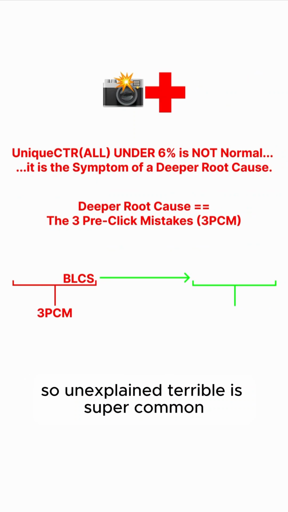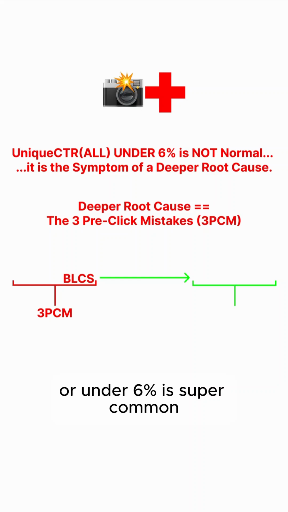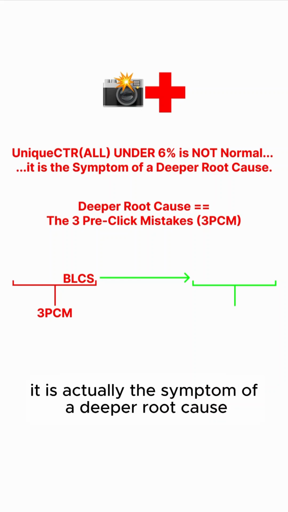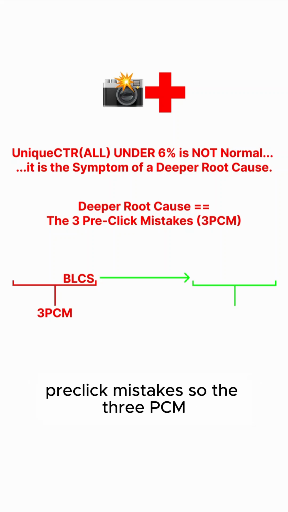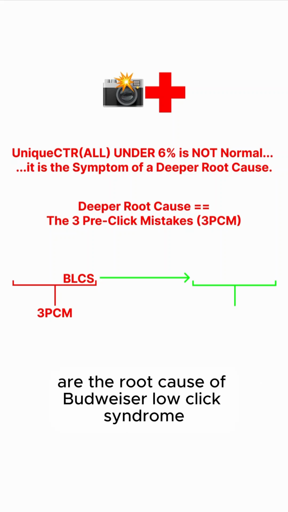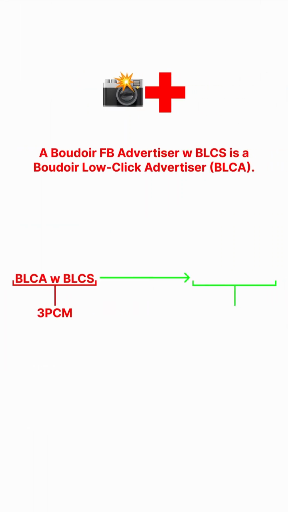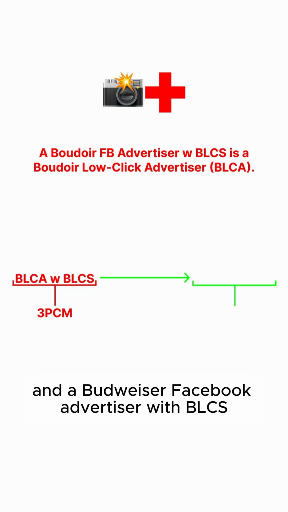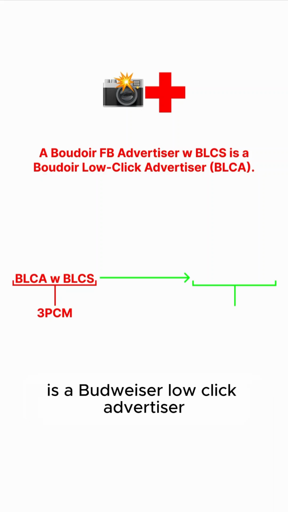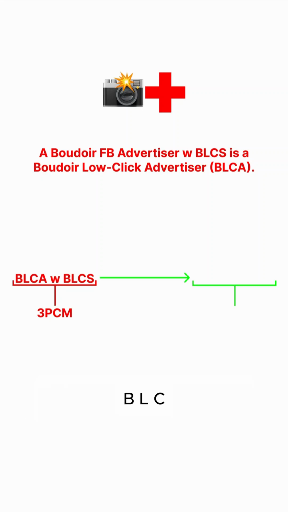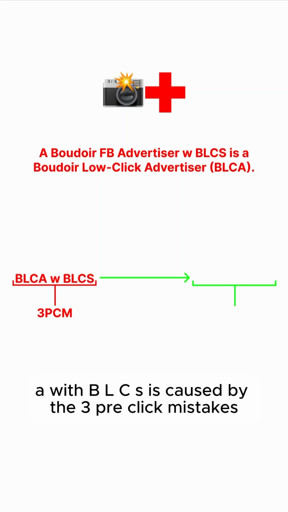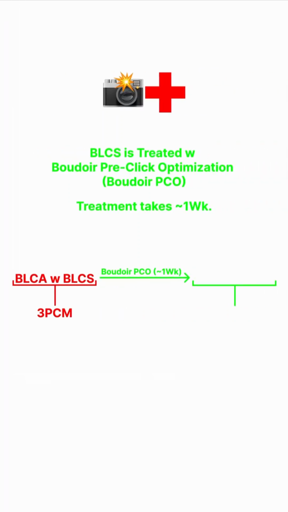Unique CTR all under 6% is super common, but it is not normal. It is actually the symptom of a deeper root cause. And that deeper root cause are the 3 pre-click mistakes. So the 3 PCM, 3 pre-click mistakes are the root cause of Boudoir low-click syndrome. And a Boudoir Facebook advertiser with BLCS is a Boudoir low-click advertiser, a BLCA. So we got our universe building up here. BLCA with BLCS is caused by the 3 pre-click mistakes.